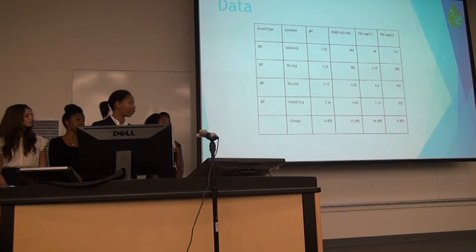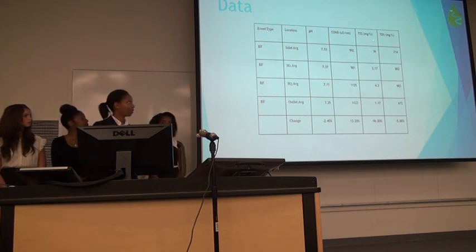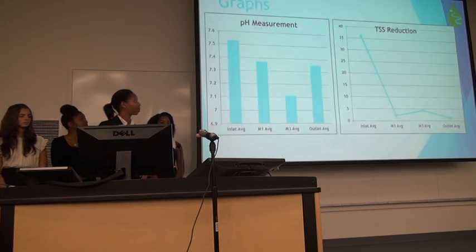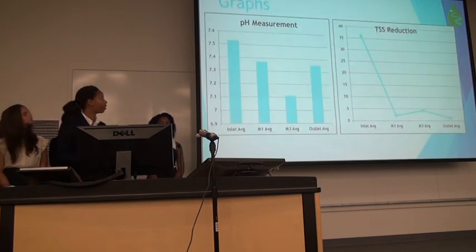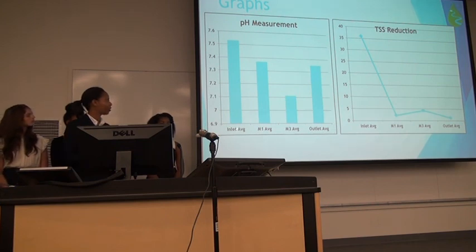So the pH decreased by 2.4% from the inlet to the outlet. The conductivity increased by 13.2%. The amount of TSS decreased by 97%, and the TDS decreased by almost 6%. And then these graphs are just visualizations of that data. So this is the change in pH from the inlet to the outlet, and then this is the TSS reduction from the inlet to the outlet.